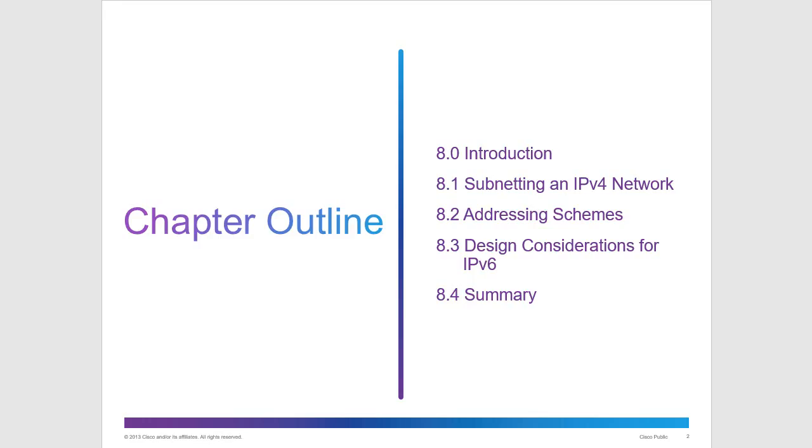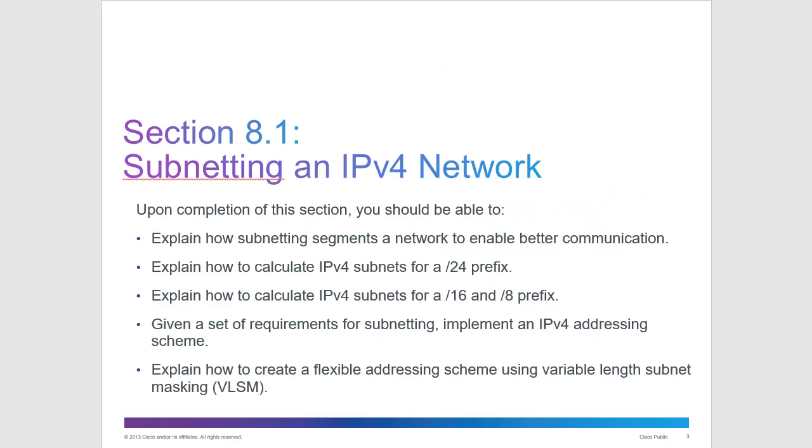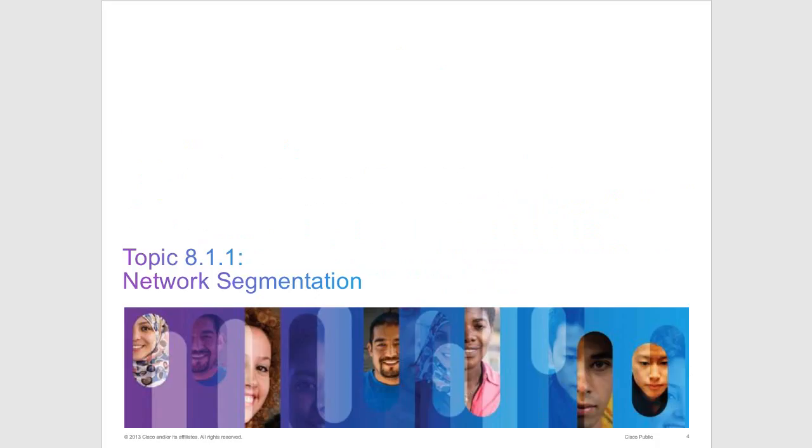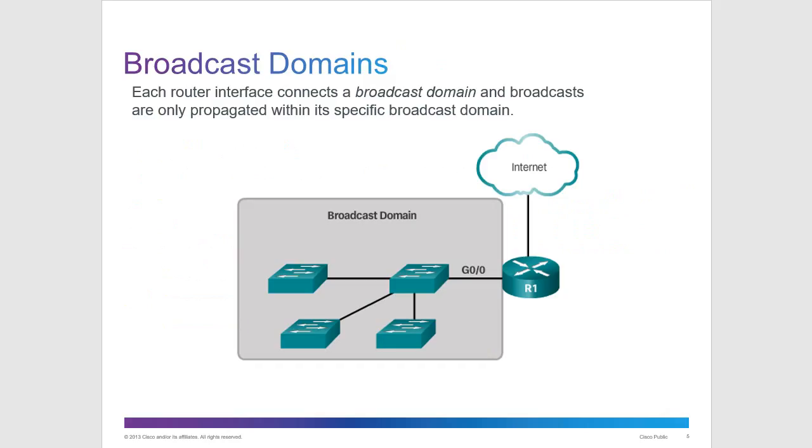We're going to be subnetting IPv4, looking at addressing schemes when we need to subnet a network range into different networks or subnets, and design considerations for IPv6 as well, which is a little bit easier. So, I'm just going to go through as we move.